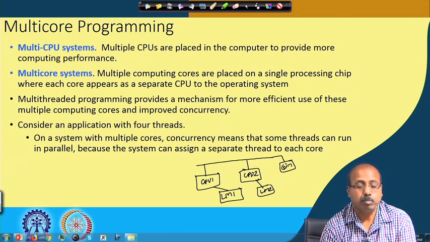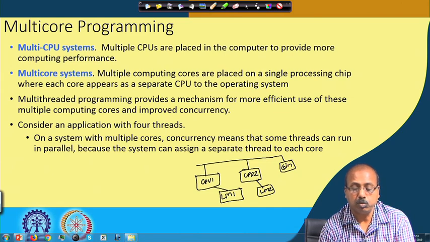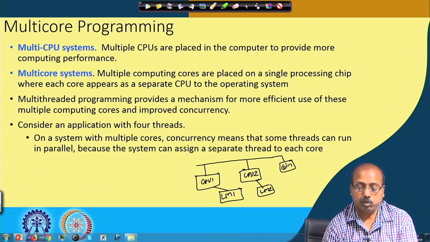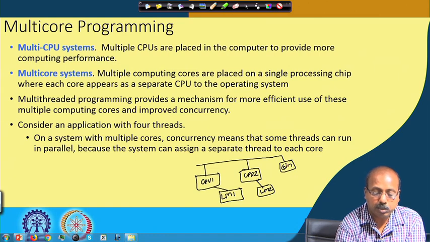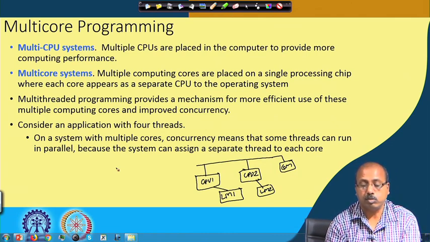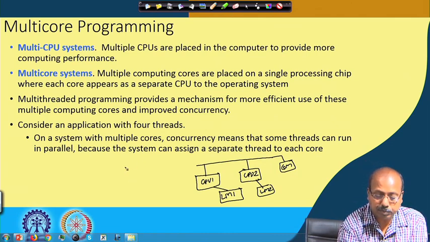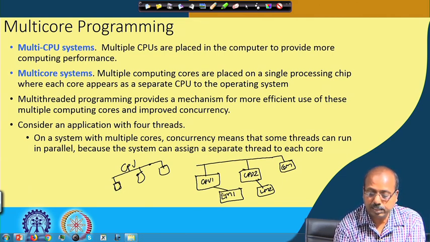On the other hand, in the multi-core system, multiple computing cores are placed in a single processing chip. So, I do not have separate CPUs; within a CPU I have got different cores, where each core appears as a separate CPU to the operating system. So, within that CPU itself I will have different cores there. Now how the operating system will utilize these cores is an issue of course, but if you can exploit that. In this case, the concept of each processor having local memory is not there.